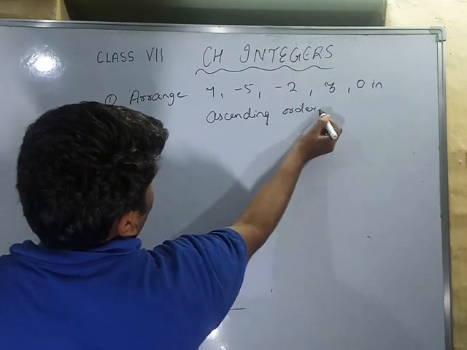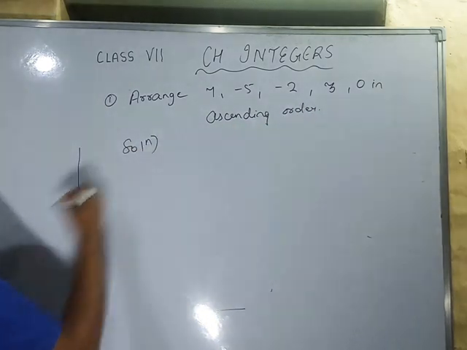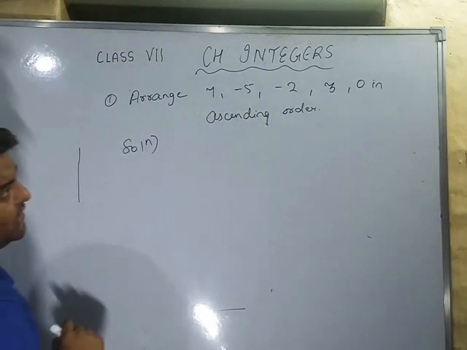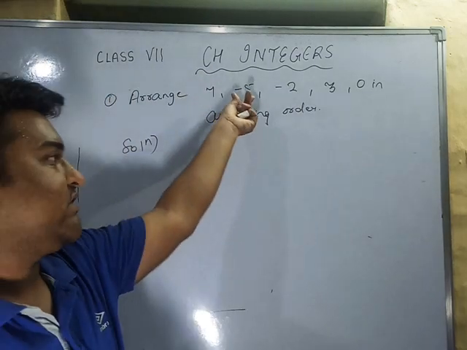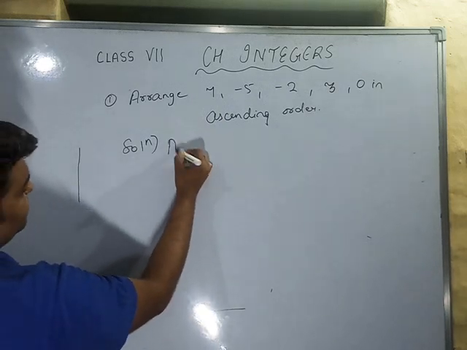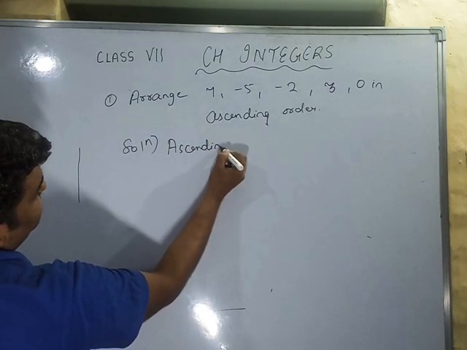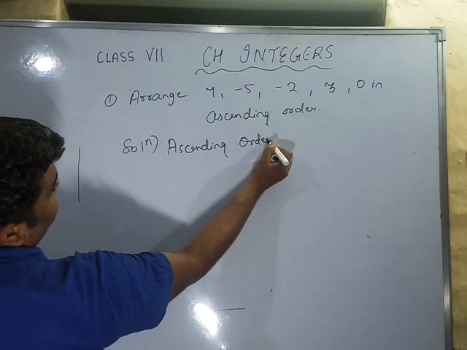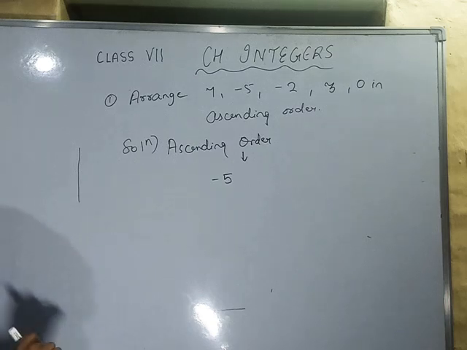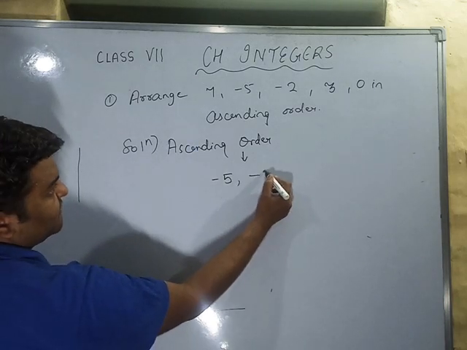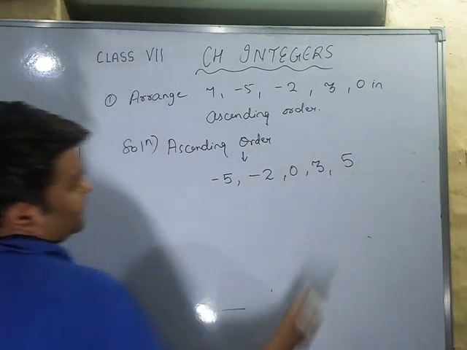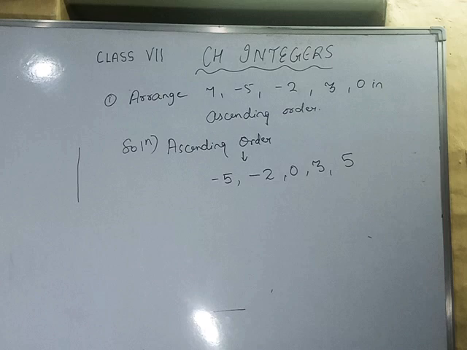So, here I see the biggest number with positive sign is 7. So, it was the biggest number and the greatest number with the negative sign is the smallest number. Means ascending order will be minus 5, means minus 5 is the smallest number. After that, minus 2, then 0, then 3, and then 7. This is the required solution of arranging numbers in ascending order.